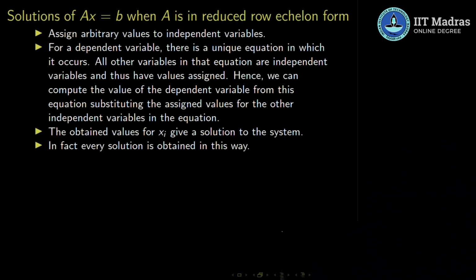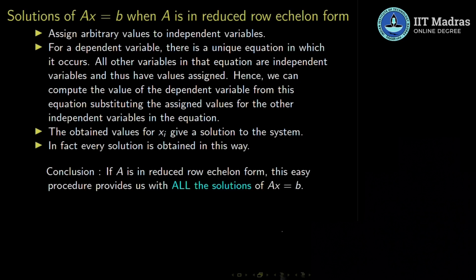That is what we saw in the two examples that we did. So, the conclusion here is, if A is in reduced row echelon form, there is a very easy procedure, an algorithm. Let us recall what it is. You find out the leading ones; the corresponding column numbers tell you the dependent variables, and all the other ones are the independent variables. For the independent variables you assign arbitrary values and then calculate the values of the dependent variables from the corresponding equations. This procedure provides us with all the solutions of Ax = b. Thank you.